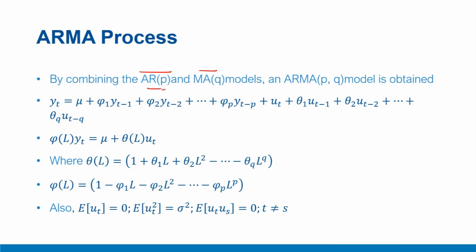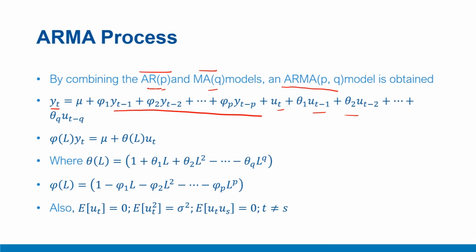So if AR process is of order P and MA process is of order Q, and we combine them, we get an ARMA process of order P and Q. Mathematically, the notation is Y_t as a combination of its own past values, these Y_t minus 1s as we did for AR process, and a combination of white noise processes, which is mu_t minus 1 and so on. So this is our ARMA process.